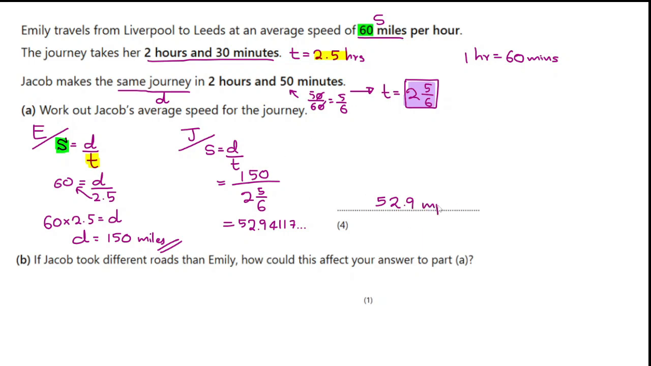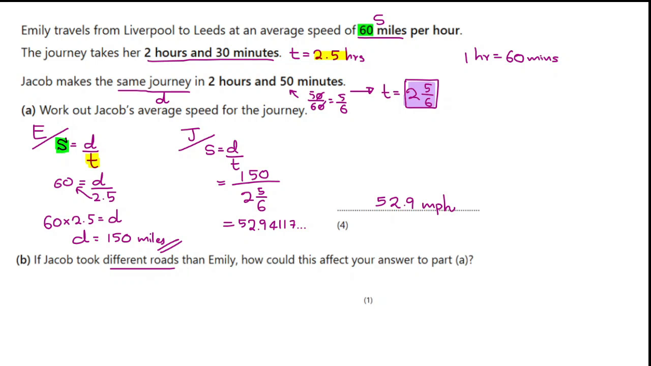So mph. Part B. If Jacob took different roads than Emily, what that means is the distance is not 150 anymore. How could this affect your answer to part A? So we divided 150 by Jacob's time. But if the distance changes, obviously, the answer to part A would now change.